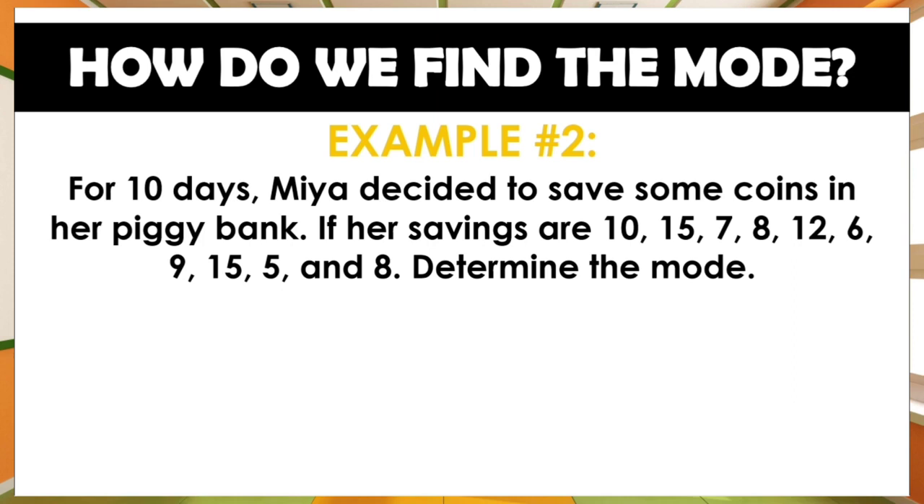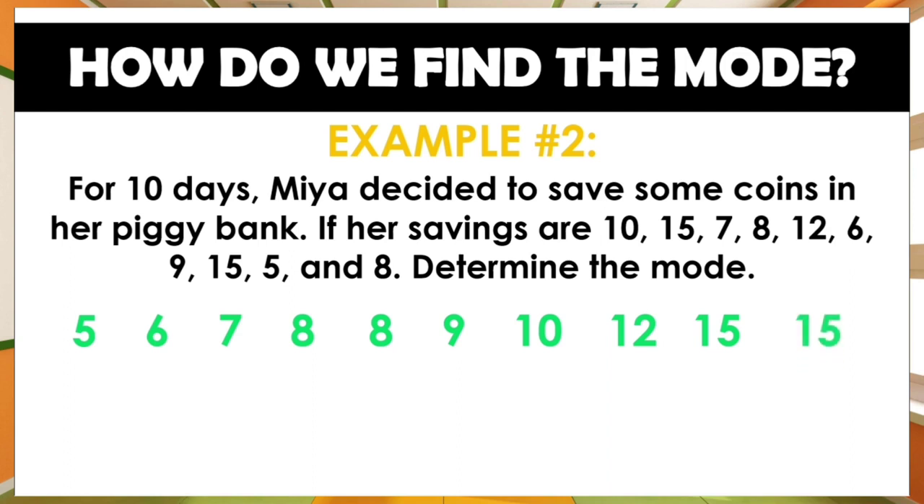Let us proceed with example number 2. For 10 days, Mia decided to save some coins in her piggy bank. If her savings are 10, 15, 7, 8, 12, 6, 9, 15, 5, and 8, determine the mode. Arranging from lowest to highest, we have 5, 6, 7, 8, 8, 9, 10, 12, 15, and 15.